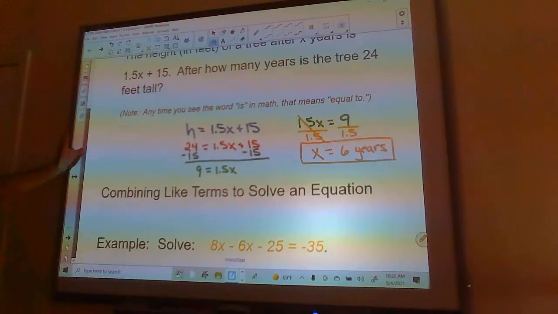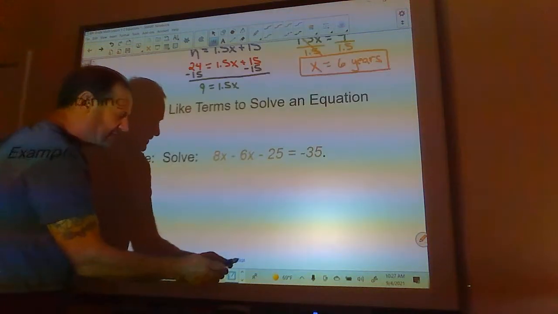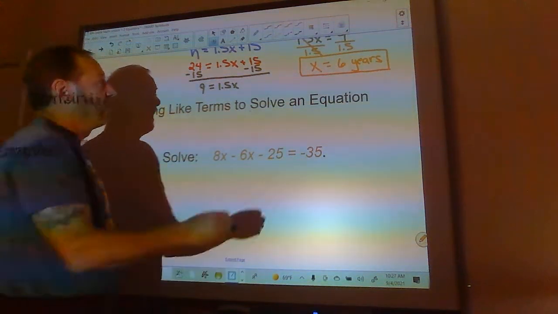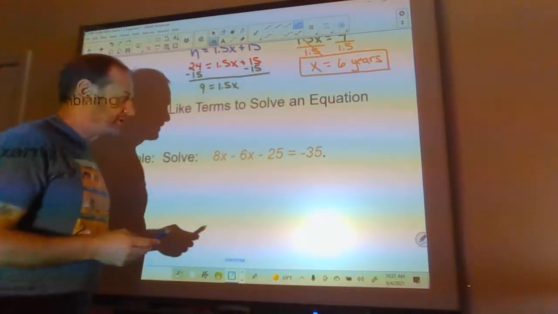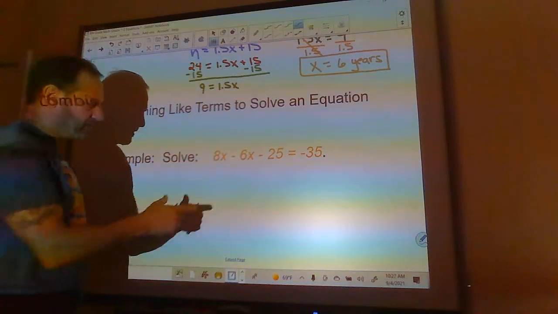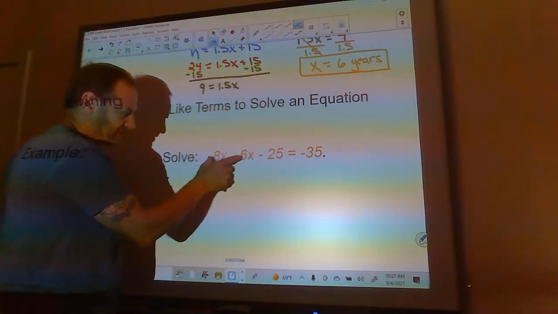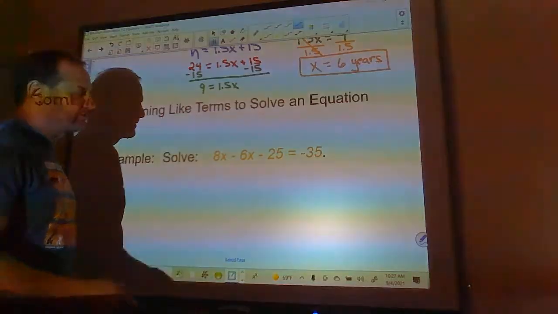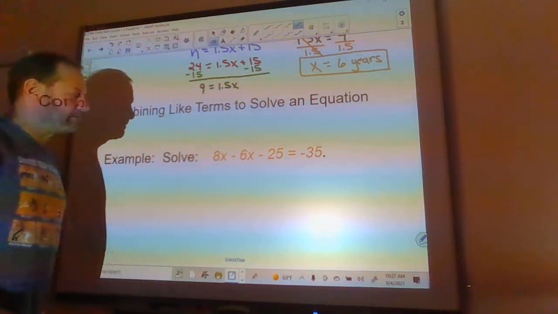So combining like terms to solve equations. So now I've got this equation here, 8x minus 6x minus 25 equals negative 35. I need to combine my like terms here. So what are like terms? Well, anything with an x is a like term. So these are like terms. Anything without an x are also like terms. So these are like terms, and I'd like to combine them all.